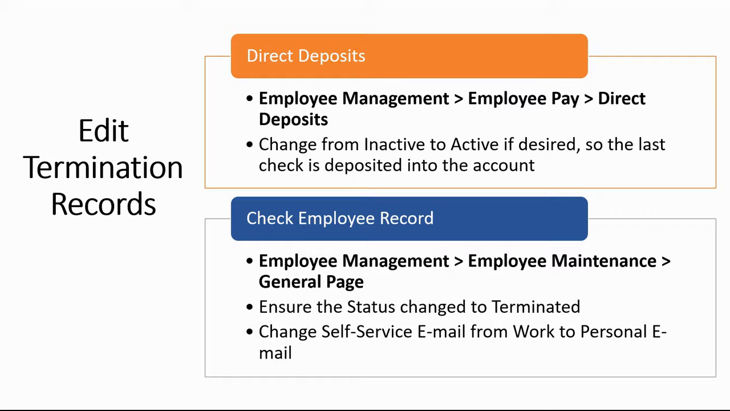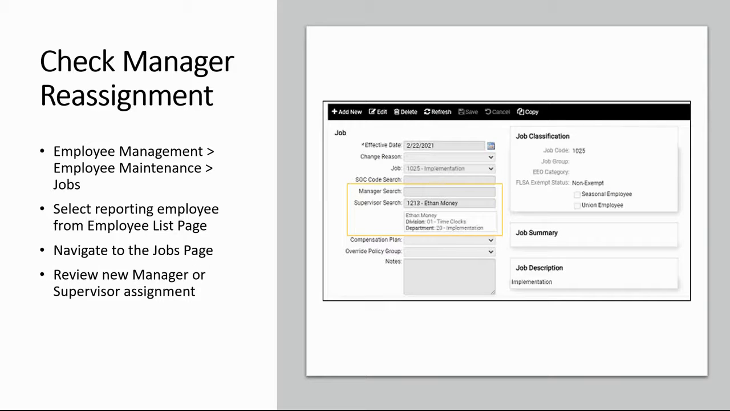Just go to Employee Management, Employee Maintenance, in the general page to ensure that this person is listed as terminated. Now, a very easy way to know that is if you go to that area, you're always going to be presented with the employee list. If you don't find that person there, toggle and filter your employee list to show you terminated employees. And then, of course, a very important change would be making sure that the employee self-service email is changed from work to personal. That way they can continue to get their very own pay stubs and W-2s after they've left your company.